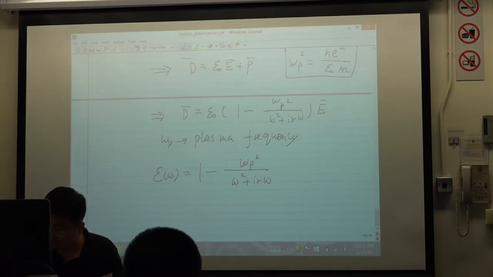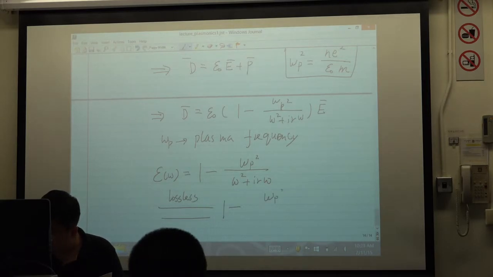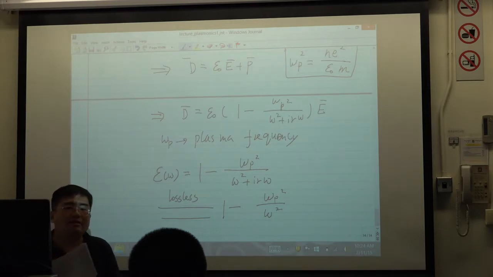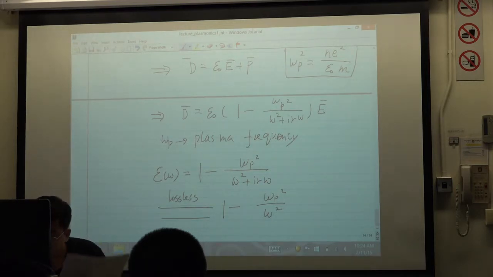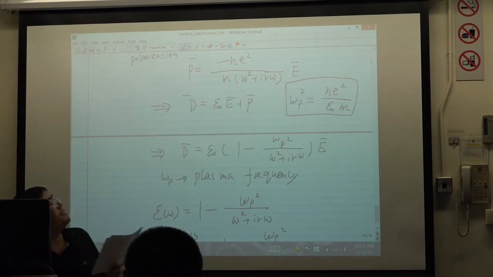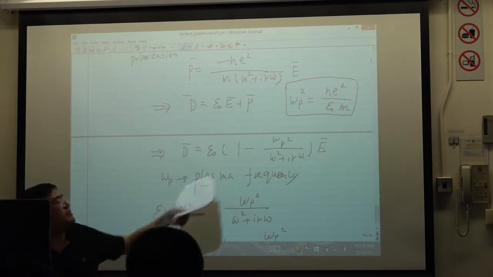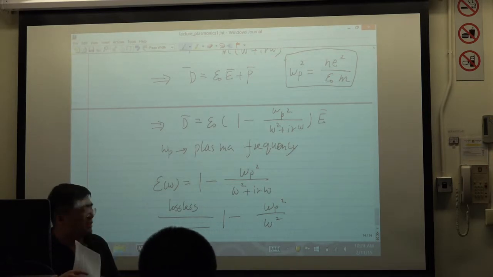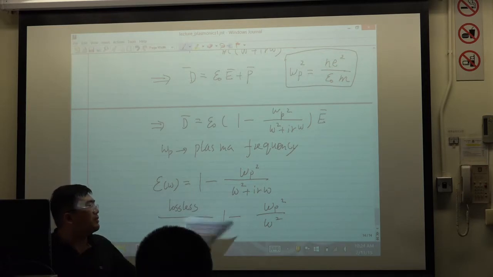If lossless, it is 1 minus omega P squared over omega squared. This is the lossless case. From this equation, first, everyone should know the plasma frequency: N E squared over M epsilon 0. Another point: if we ignore the loss, which typically we cannot, it still gives physical insight.